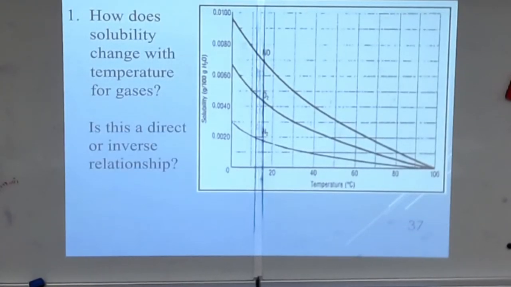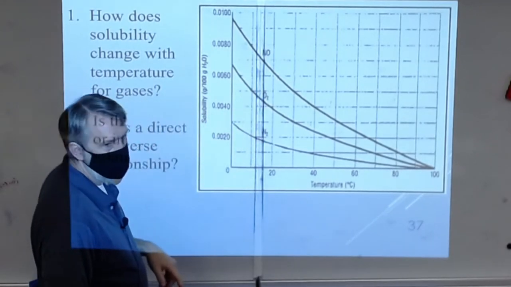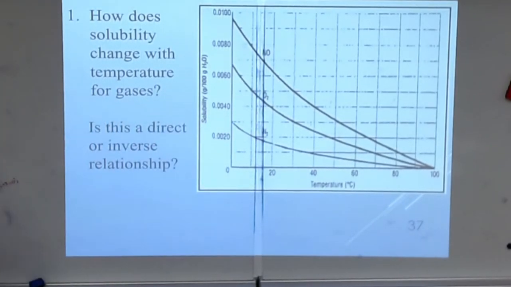What about gases? This is a chart of several different gases. I don't know if y'all can read those. That's nitrogen monoxide, oxygen, and nitrogen. What happens to gases as I increase temperature? Solubility goes down. It decreases. So what kind of relationship is that? This is an inverse relationship. That's correct. This should look very familiar. There was somebody's law we looked at last time.